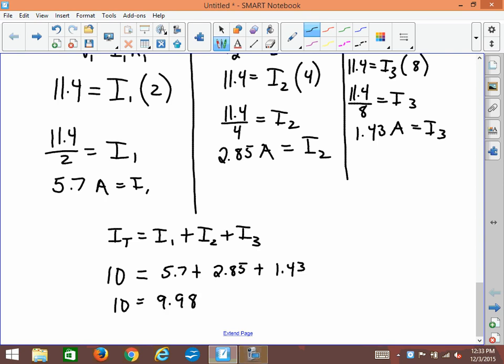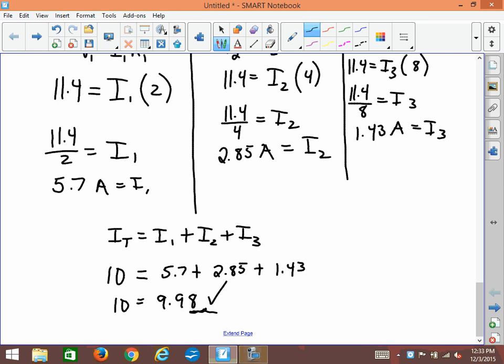9.98. Now remember, we rounded off these numbers. And so even though that's not exactly it, it's close enough, because when we rounded off these numbers, we would have lost a little bit at the bottom end of this number. So as long as you're super close, you know that you're right.